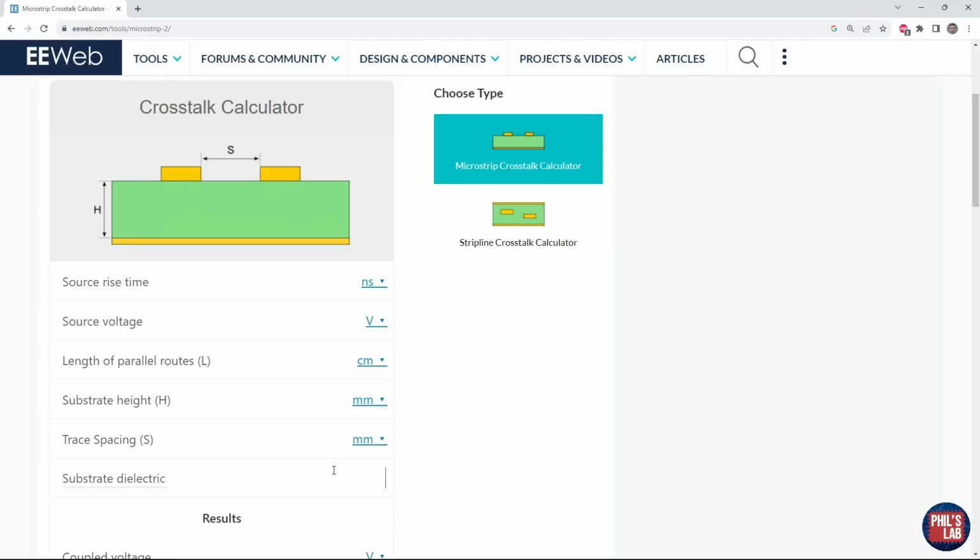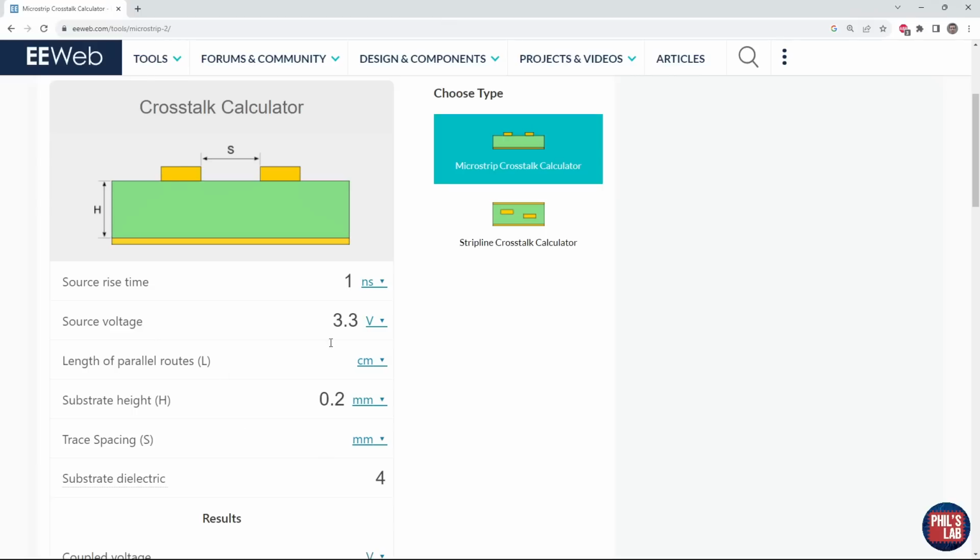Let's go with a substrate dielectric, maybe 4, a substrate height, let's say for a 4-layer board, that might be 0.1 or 0.2 millimeters, and we have a typical source voltage, let's say of 3.3 volts. Of course, this is fairly arbitrary. I'd suggest you play around with these. These are fairly typical numbers. A source rise time for a microcontroller might be in the order of nanoseconds, and a particularly fast microcontroller might even go down to 1 nanosecond rise time.